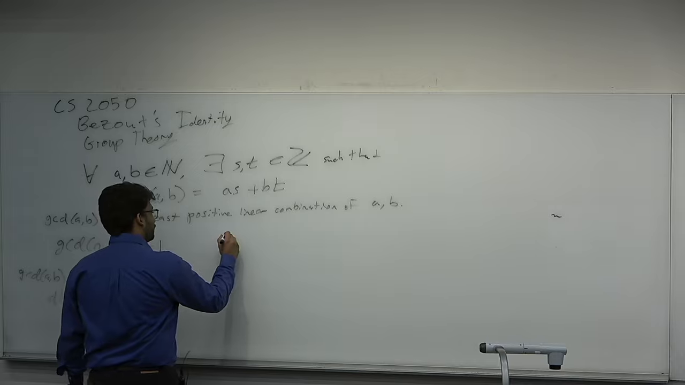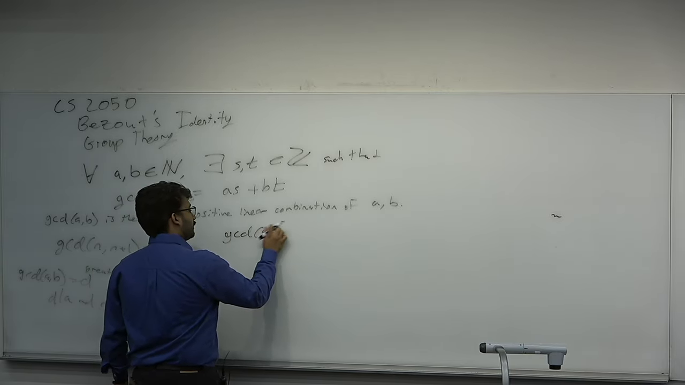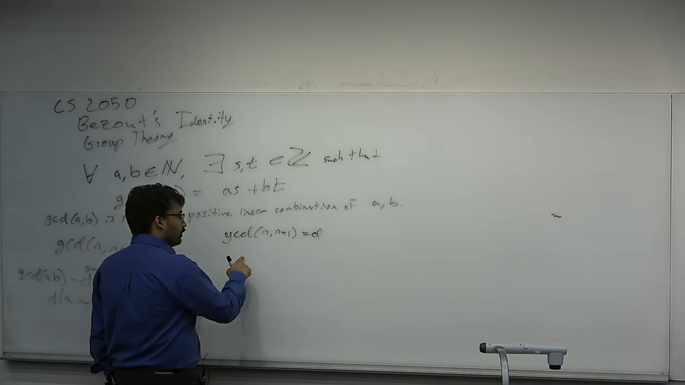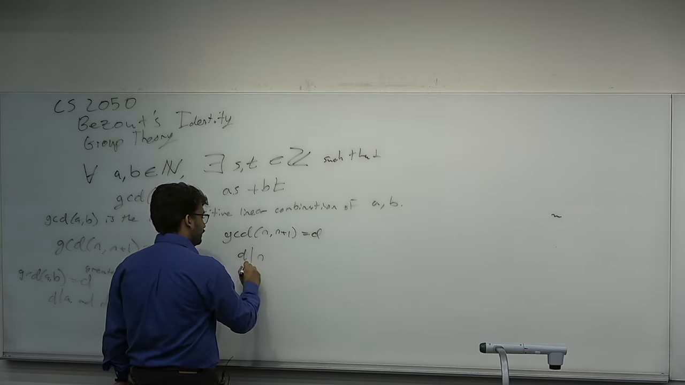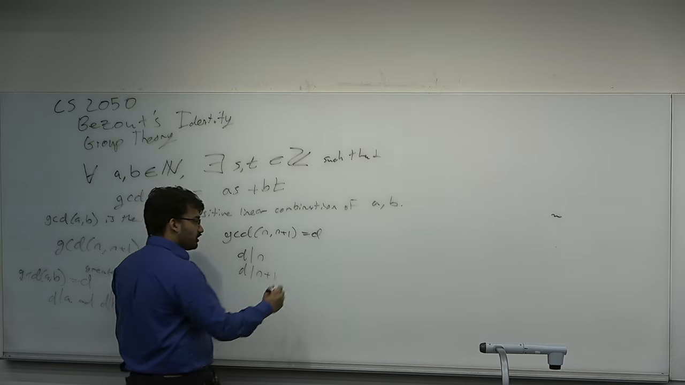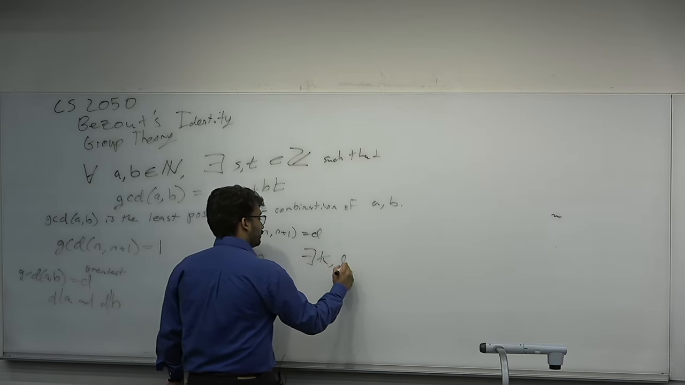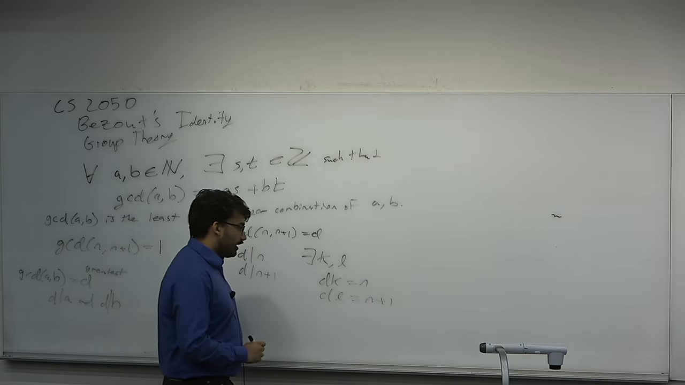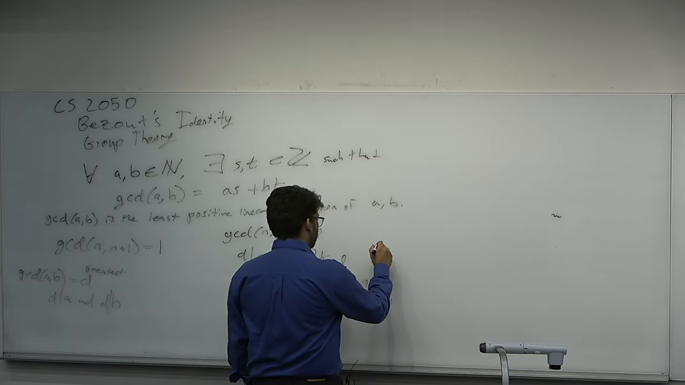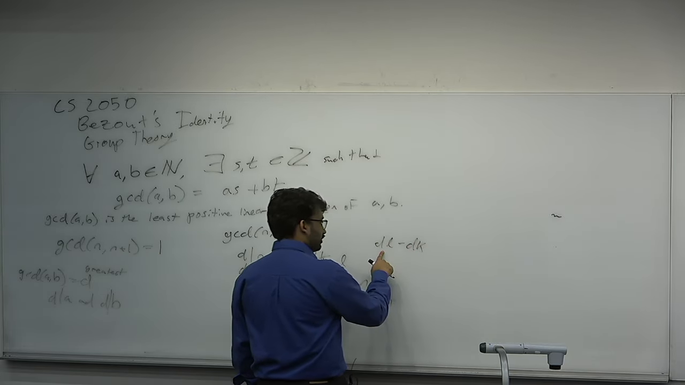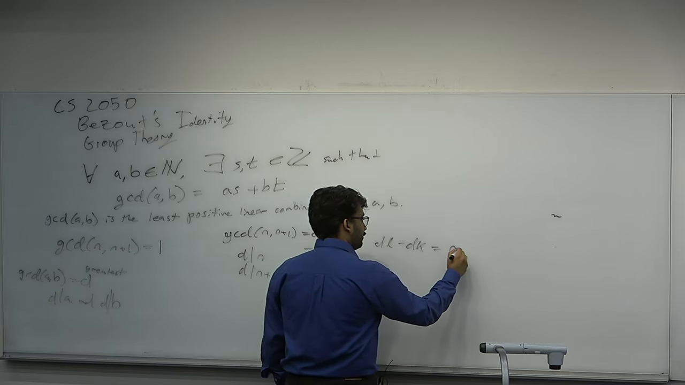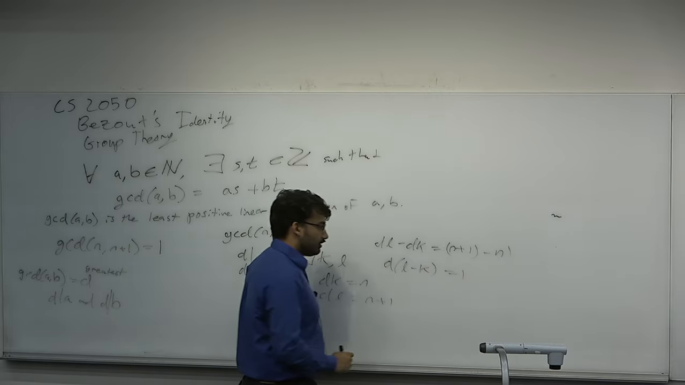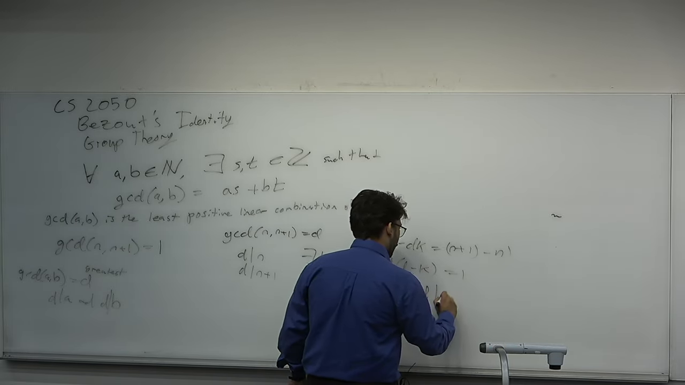So we suppose that the GCD of n, n plus 1 is equal to d. We want to prove that d is equal to 1. We know it's the GCD, so we know that d divides n and d divides n plus 1. By definition, we know that there exist k, l such that dk is equal to n, dl is equal to n plus 1. So then you take the difference of those, you get dl minus dk, which is equal to n plus 1 minus n. So we get d(l minus k) is equal to 1. So therefore, d divides 1.